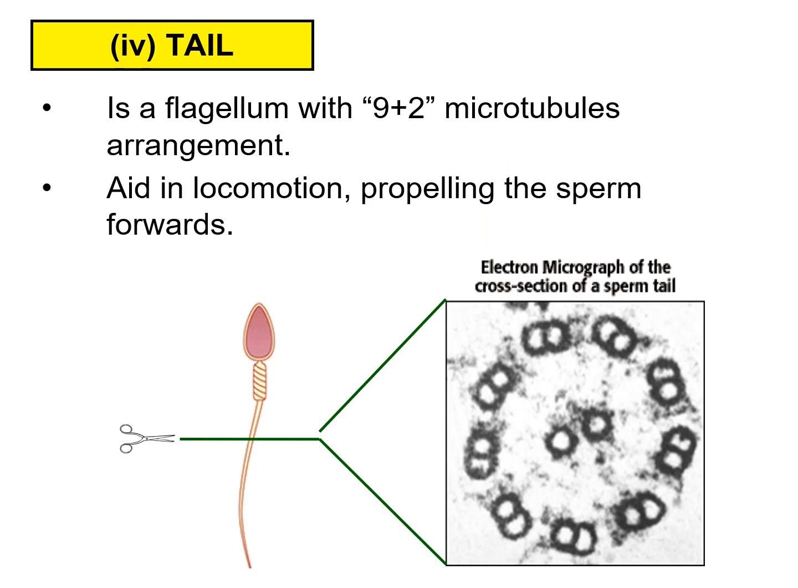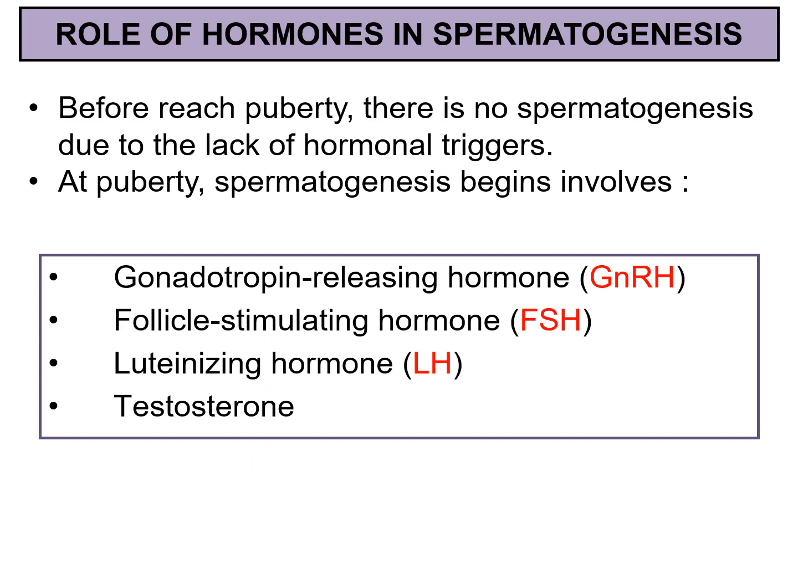Okay, the tail is a flagellum, with a 9+2 microtubule arrangement. This tail aids in locomotion, propelling. The word propelling means it is spinning, producing a force that pushes the sperm forward. Macam konsep boat lah, boat yang ada engine tu akan berpusing. So the force produced by the propelling of the engine, of the fan, dia akan push the boat forward, sama macam konsep sperm.